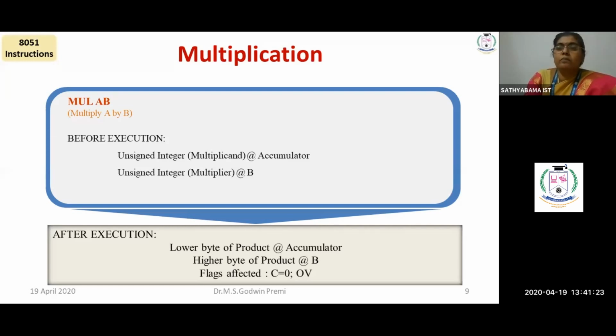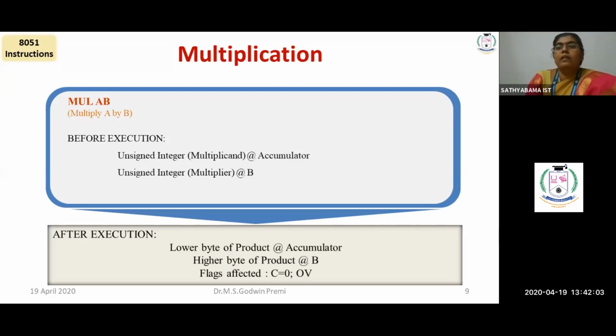Here the 8051 microcontroller can perform only integer multiplication. So an unsigned integer can be stored in the accumulator, and in the same way an unsigned integer which is acting as a multiplier can be stored in the B register, which is nothing but a CPU register. Now after executing this instruction, the contents of A and B are multiplied, and the lower byte of the product will be stored in the accumulator and the higher byte of the product will be stored in the B register.